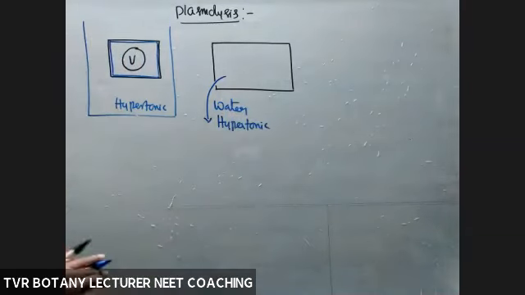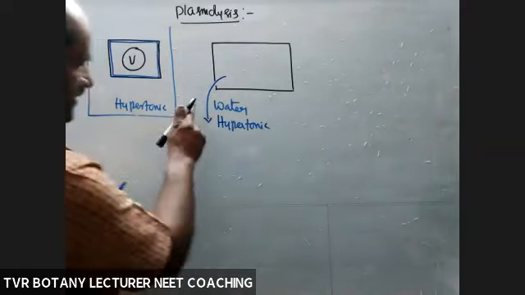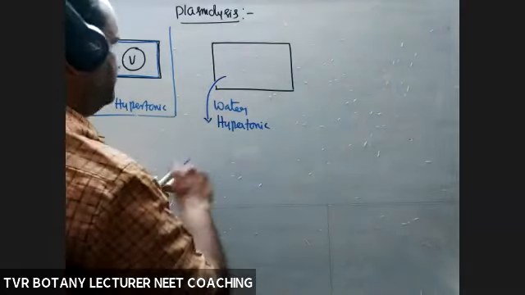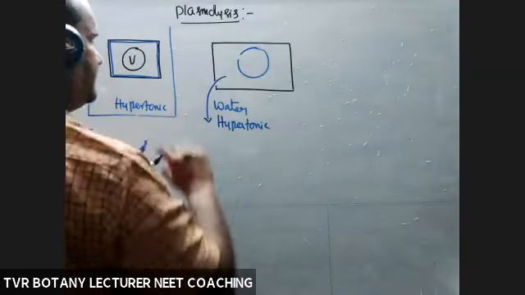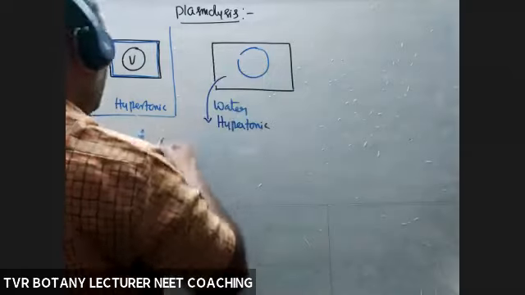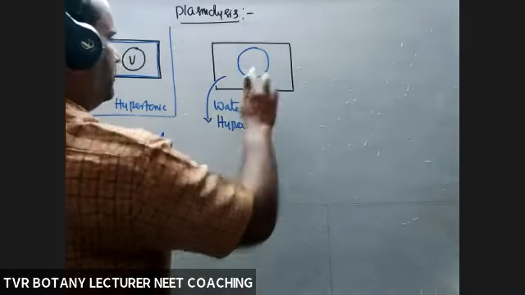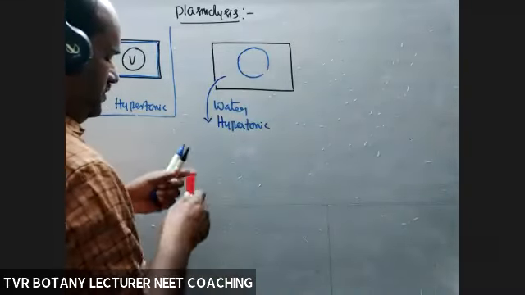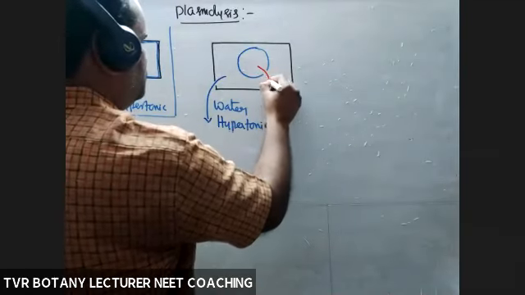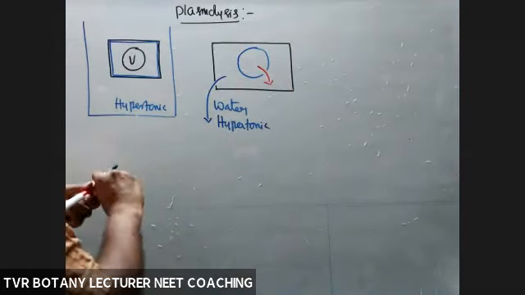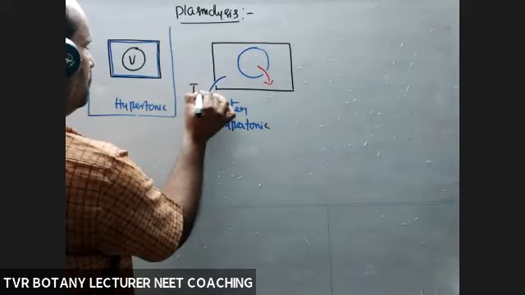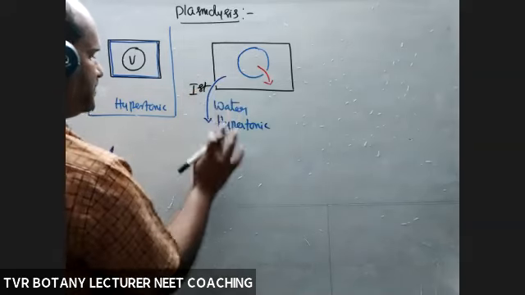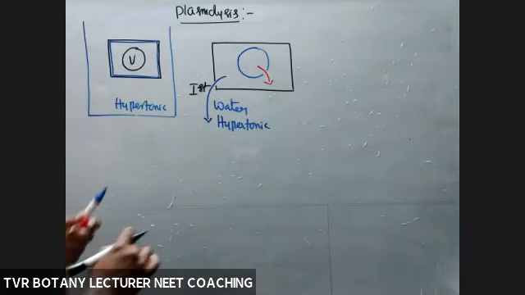Water is transported from cytoplasm into hypertonic solution. First event. Next event, from vacuole into the cytoplasm. Second event. So this is event one, the first event: initially, water moves from cytoplasm into hypertonic solution.